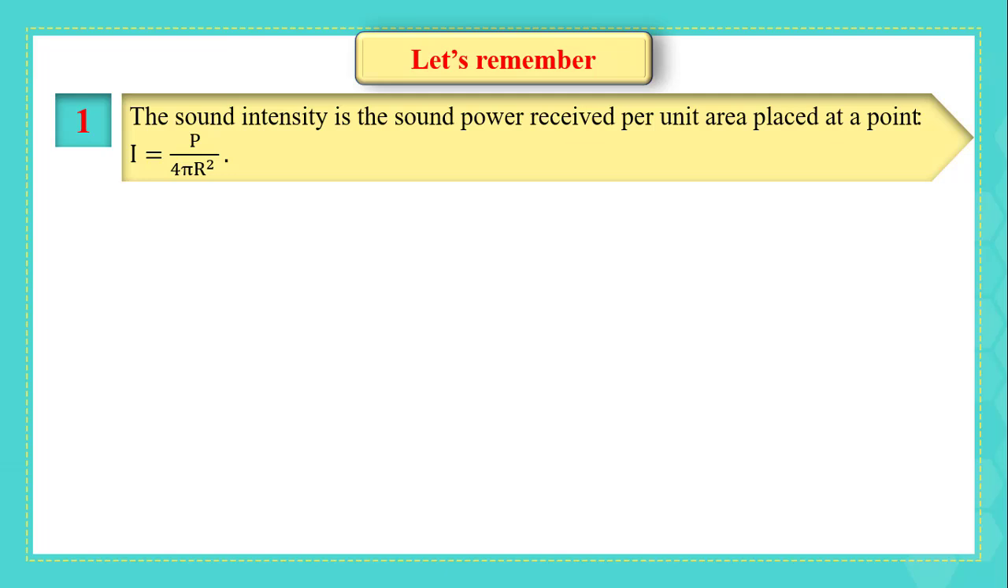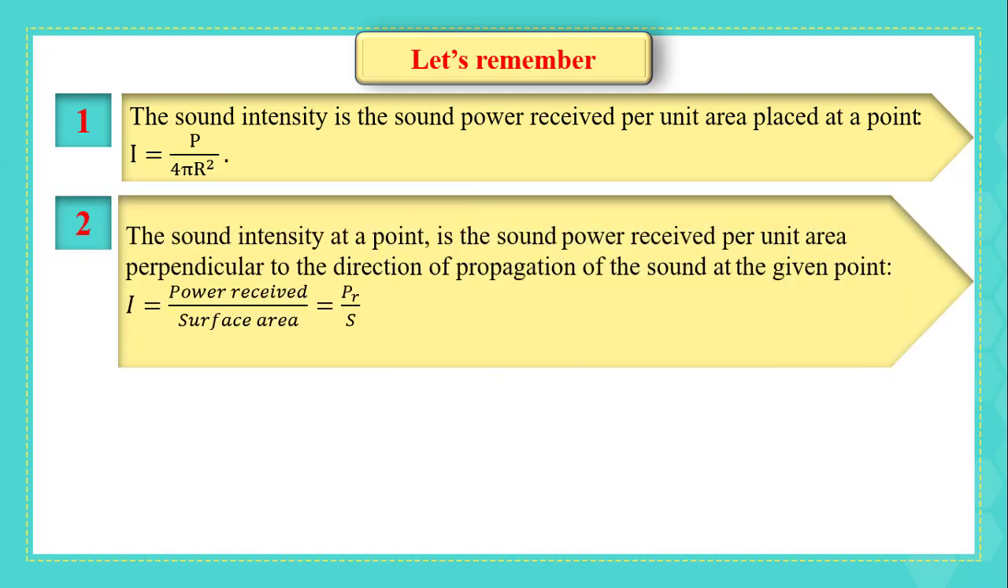1. The sound intensity is the sound power received per unit area placed at a point. I is equal to P divided by 4 pi r squared. 2. The sound intensity at a point is the sound power received per unit area perpendicular to the direction of propagation of the sound at the given point. I is equal to the power received divided by the surface area.